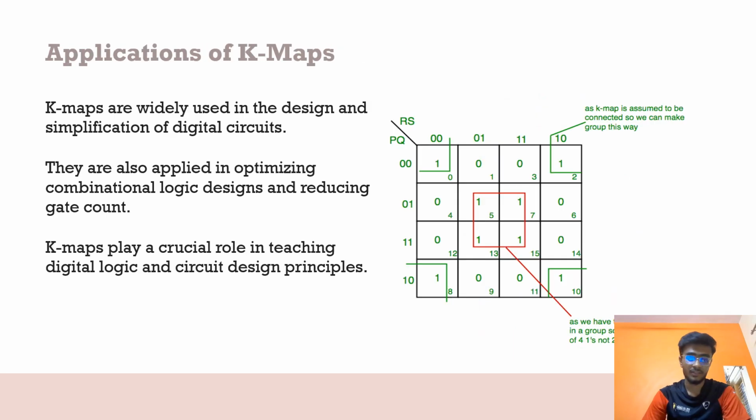And next we have the applications of K-maps. What are the uses of K-maps? K-maps are widely used in the design and simplification of digital circuits, as we discussed at the start of the topic. They are mainly used in simplifying digital circuits, which might be bigger, but the K-map is smaller here. They are also applied in optimizing combinational logic designs and reducing gate count. K-maps play a crucial role in teaching digital logic and circuit design principles.